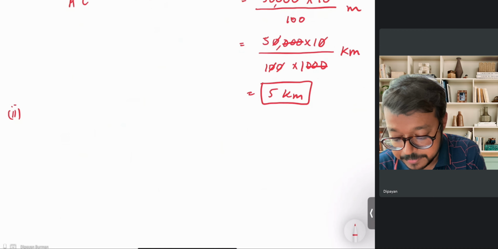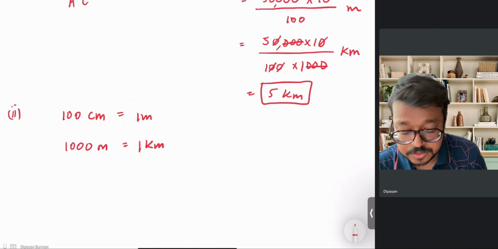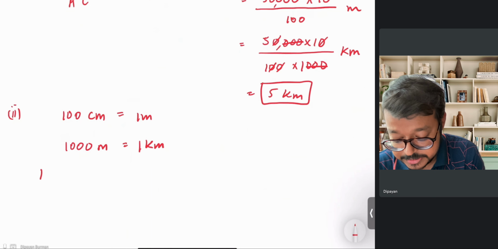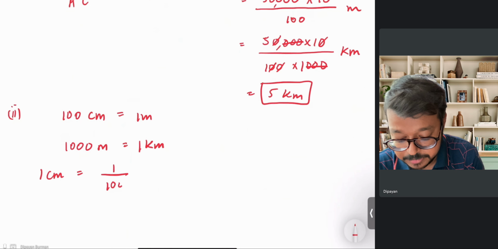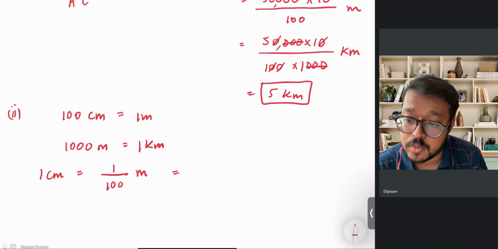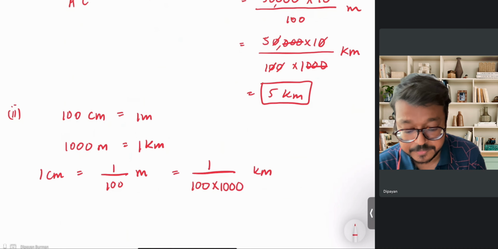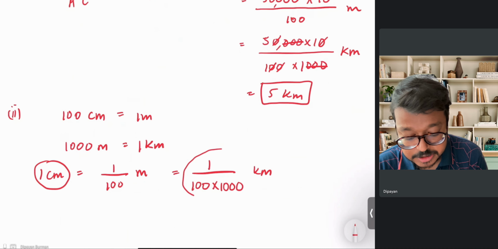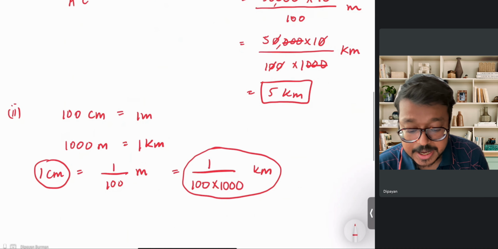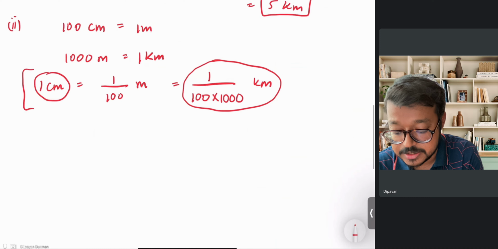So let's say I had 100 centimeter is 1 meter, and also the fact that 1000 meter is 1 kilometer. So that means 1 centimeter is 1 by 100 meter, and if I further divide this with 1000, I will get the equivalent kilometer. So 1 by 100 into 1000. So 1 centimeter is same as these many kilometer. And if I want to find in terms of area, I would need to take the square on both the sides.